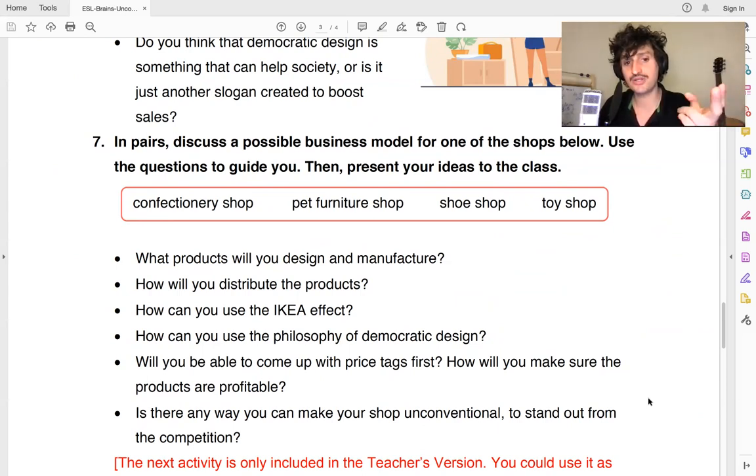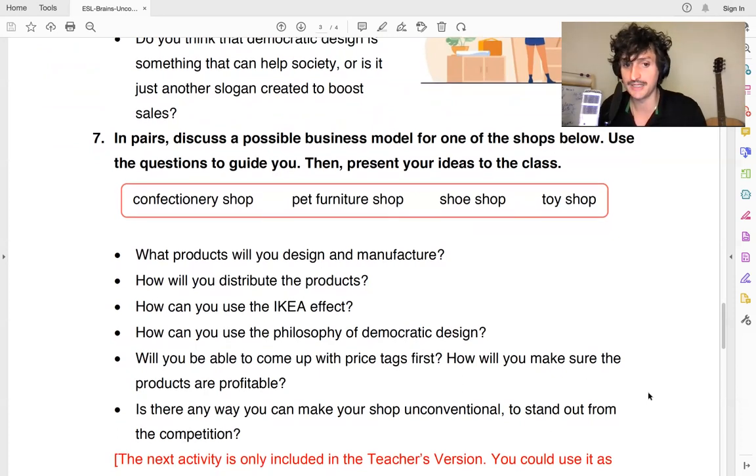Now, how can you use the philosophy of democratic design? You want to make something that will inspire people, that will make people feel that you are helping them, that you are working for the people. Now, what do you think about the price tag first? Think about the price first and then create the product. If you do that, how will you make sure the products are profitable? How can you make sure that you can make money?